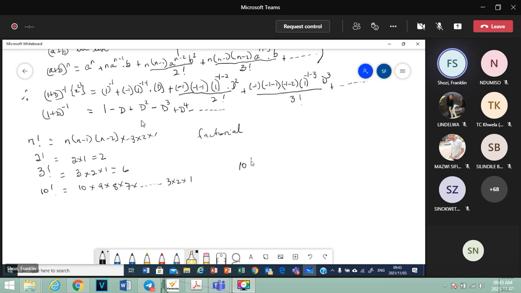If I've got 10 factorial over 9 factorial, this is the same as 10 times 9 times 8 and so on, all over 9 factorial, which is 9 times 8 times 7 and so on. All these terms will cancel, and you'll see that the answer is what? It's 10. So that is how I manipulated that. So in order to expand this 1 plus d to, yes, sir.